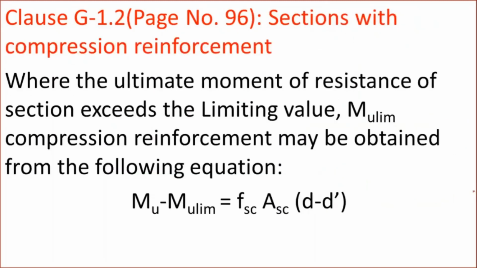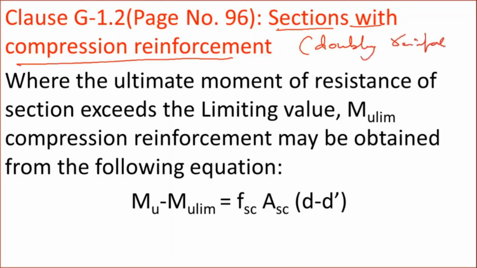Then next one is for the beams, for the sections with compression reinforcement. When I say section with compression reinforcement, that comes under which beam? Doubly reinforced beam. Now see the clause: where the ultimate moment of resistance of the section exceeds the limiting value Mu limit, compression reinforcement may be obtained from the following equation.